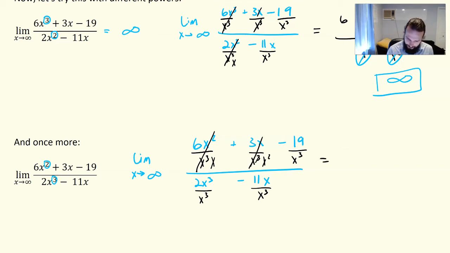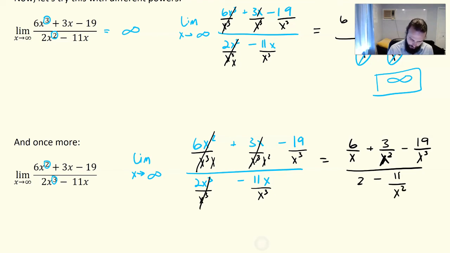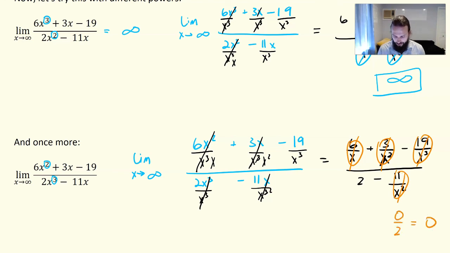So we've got 6 over x plus 3 over x squared minus 19 over x cubed, over 2 minus 11 over x squared. Again, all of the individual fractions that are a constant over a variable are just going to approach 0. And we're going to end up with a 0 over 2, which is just 0.